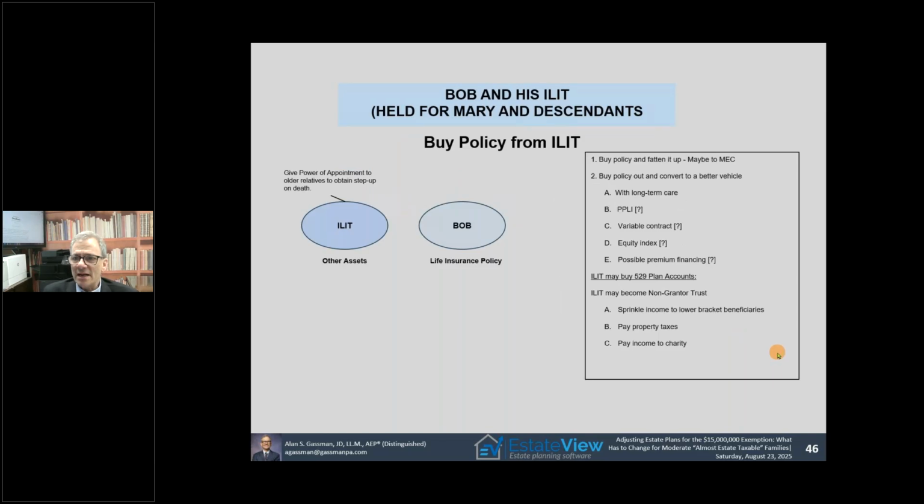What if you take the policy out of the ILET? Well, let's say Bob has a $300,000 cash value in the ILET and $3 million worth of stock and bond portfolio assets. So he puts $300,000 from the stock and bond portfolio into the ILET, and he takes the $300,000 cash value policy out of the ILET in exchange for that. And then he uses that policy for income tax planning by fattening it up.